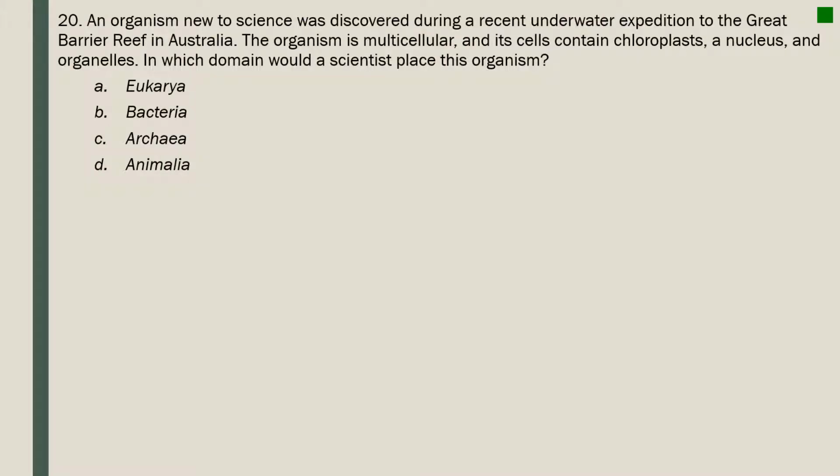20. An organism new to science was discovered during a recent underwater expedition to the Great Barrier Reef in Australia. The organism is multicellular and its cells contain chloroplasts, a nucleus, and organelles. In which domain would a scientist place this organism? A. Eukarya. B. Bacteria. C. Archaea. D. Animalia.